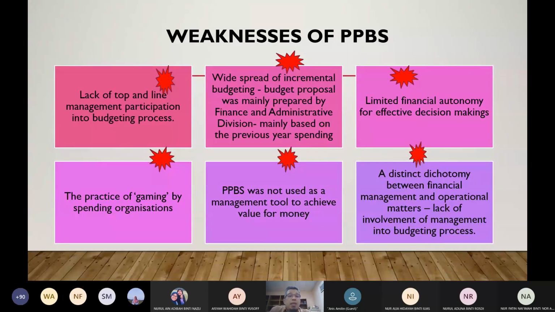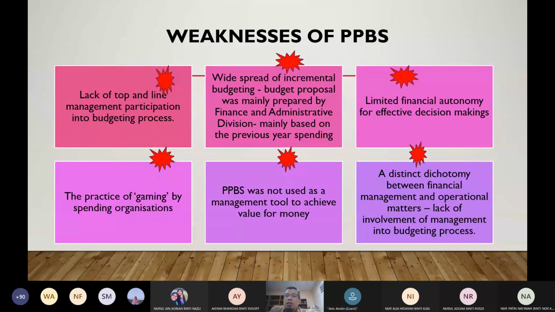The practice of gaming by spending organizations. Gaming here means budgetary slack. I think this is also covered in the other management accounting topics. The idea is that they try to avoid a massive budget cut from their budget proposal. Right, program-based budgeting was not used as a management tool to achieve value for money.